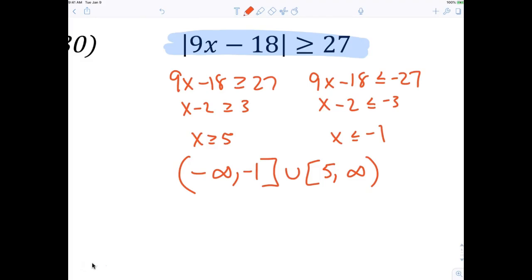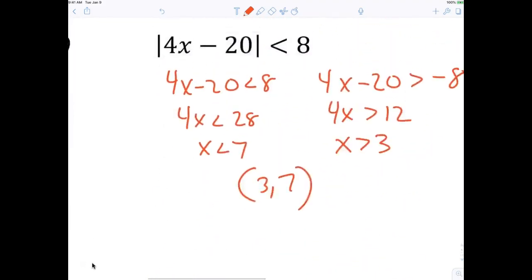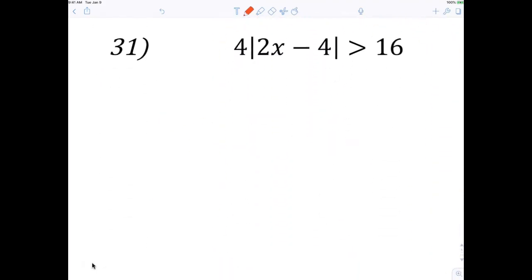Wait, I don't get how you got negatives. Negative 3 plus 2. Why is the sign opposite? Because when you solve an absolute value inequality, you have to change the signs. Come on now. You with me? Do you see that, we did that on 29 also, right? We did that on 28 also. All right, don't forget, or you'll miss them all.